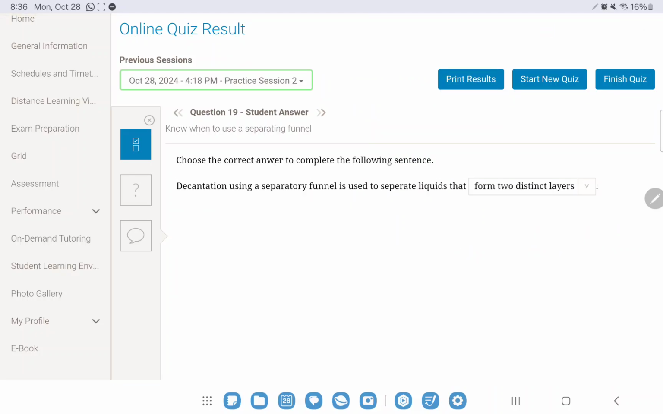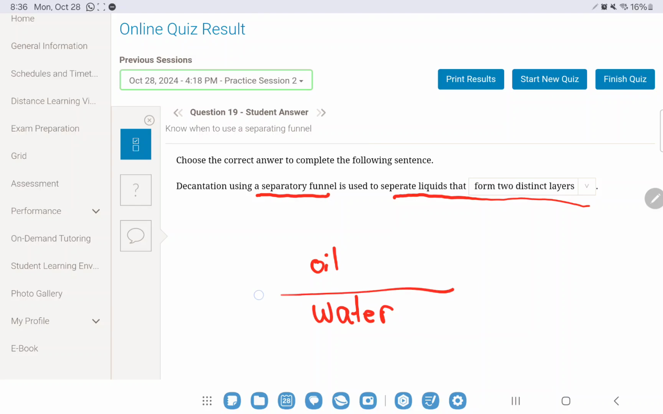Now, you know that we use a separatory funnel, like I've been saying this whole time, for liquids that have two distinct layers, like oil and water. Oil is going to float on top of water. You're going to see a clear distinction line here, which means water is going to filter out first because it's more dense.